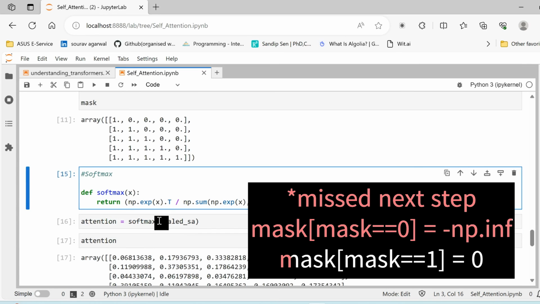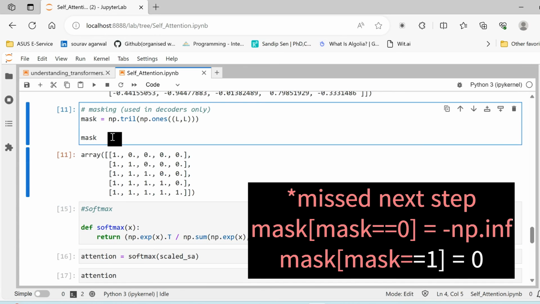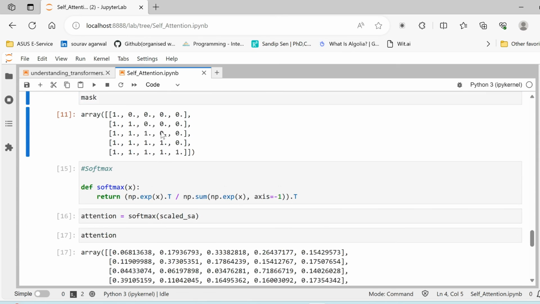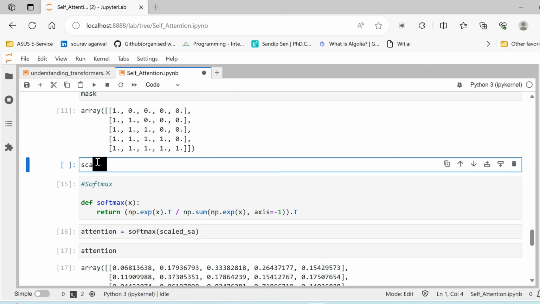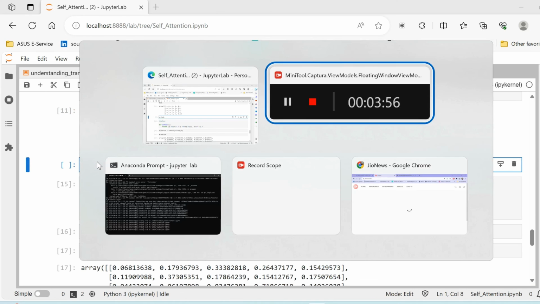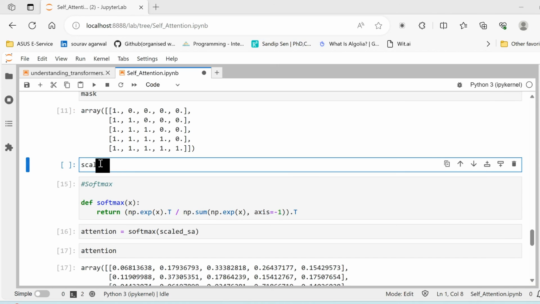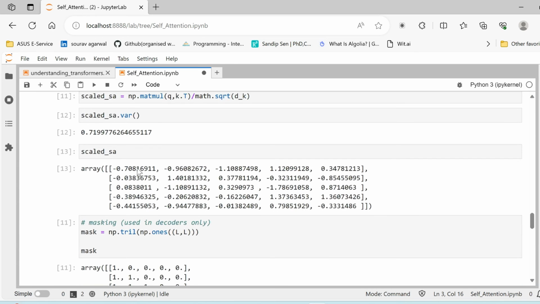Now we are applying a softmax. If you have to apply masking, this is the operation that needs to be done: scaled SA plus mask.